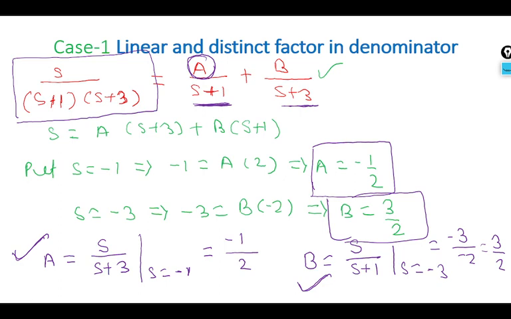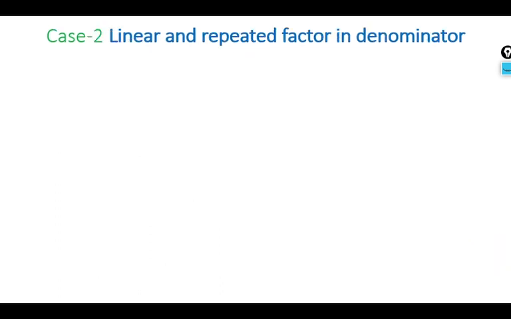So this is the first case, where we have linear and distinct factors in the denominator. We'll move to the next case, case 2, where we have a linear and repeated factor in the denominator. We'll start with one example here. Let me take s upon (s plus 2) squared into (s minus 1), since we want a repeated factor.